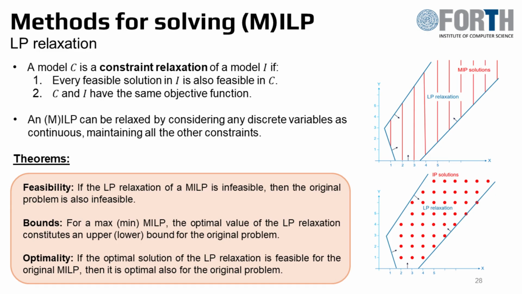Third, optimality. If the LP relaxation happens to produce an integer feasible solution, then that solution is already optimal for the MILP. No further work is required. Together, these results show that the LP relaxation is not merely an approximation. It is a computational tool that provides feasibility information, quality bounds, and sometimes even the exact optimal solution. These properties are precisely what make branch and bound and other MILP algorithms possible.